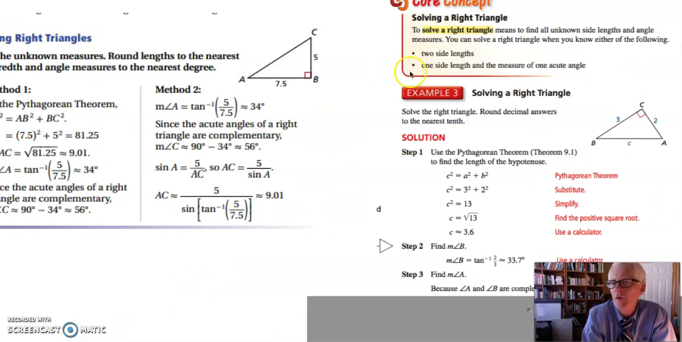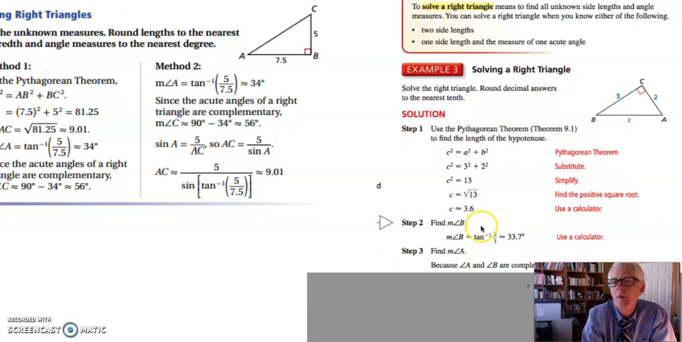There we go. This is another example of solving the right triangle. You know that this side is 3, that side is 2. Missing side is 3. In Big Ideas, they go right to the Pythagorean theorem first to find the missing side. Then you find either angle. If we're finding angle B, we're going to go opposite over adjacent. Use the inverse tangent of B. The ratio is 2 over 3.